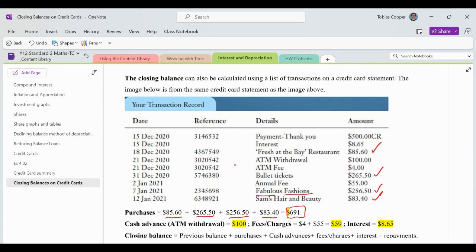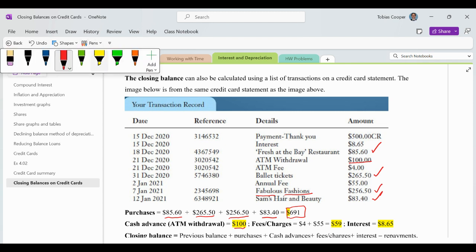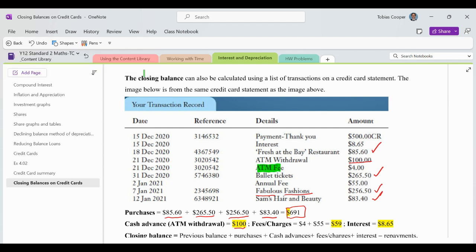Next, we're going to look at cash advances or ATM withdrawals. So you can have a look up here, that's $100 there. So we took out $100 there. So cash advances, $100. Then any fees and charges. Now fees and charges, let's have a look at those. There's an ATM fee, as you can see, $4. And then we have an annual fee here, that's $55. And that's a total of $59 of fees there, as you can see.